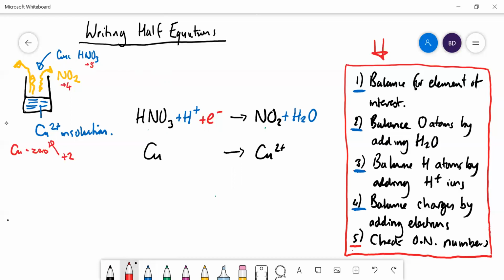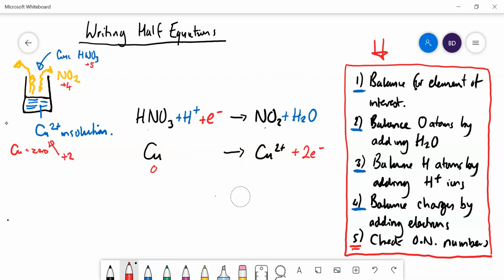We have got 0 on this side and +2 there, so I need to put 2e- on that side of the equation. And finally, check the oxidation numbers. So we've gone from 0 to +2, so it's been oxidized. Oxidation is loss, OIL, so has it lost electrons? Yeah, it's lost electrons. How many has it lost? It's lost 2, and it should have lost 2 because it's gone from 0 to +2. So we've successfully written the 2 half equations now.